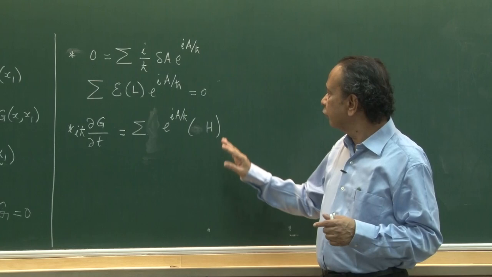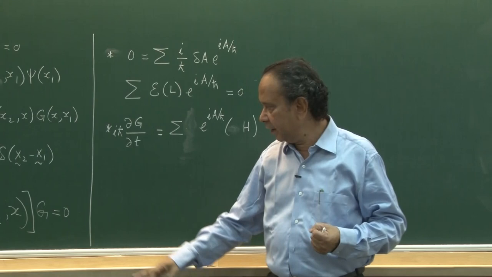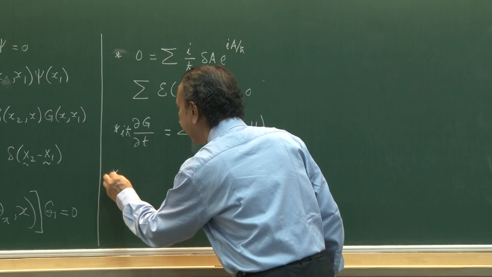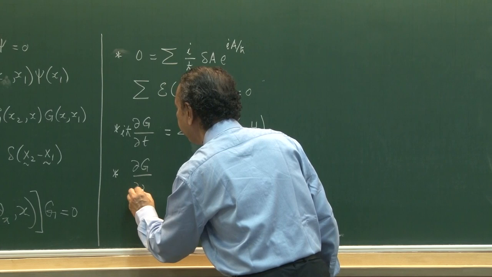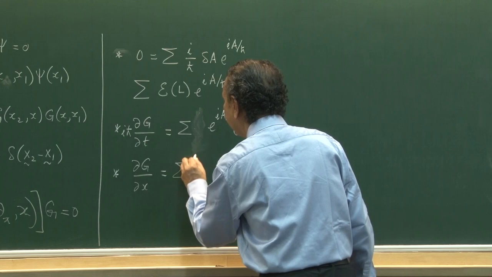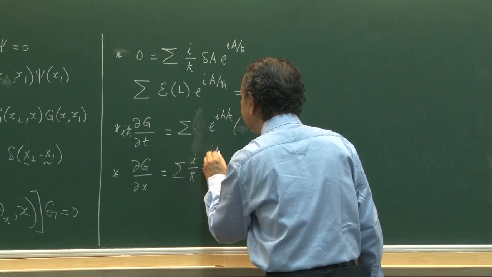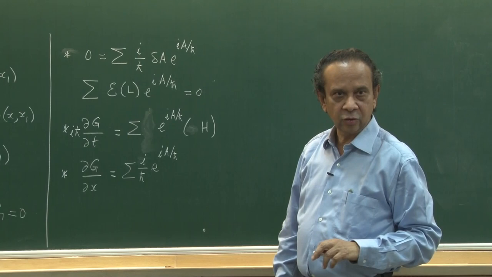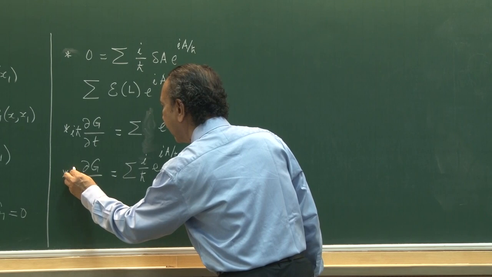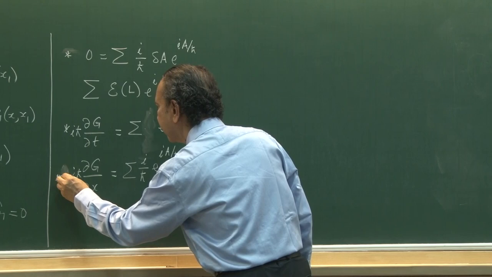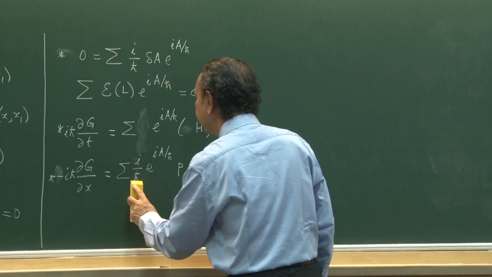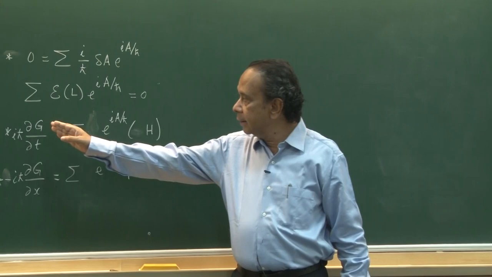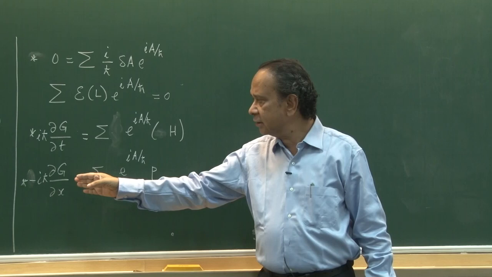So you get this. Now you want to do the same thing for the spatial derivative, because the spatial derivatives are coming from inside this. But by now you know the trick. If you do this, you will again get dg by dx is going to be summation i over h cross e to the iA over h cross delta of A. Again, only the endpoint is going to contribute. Endpoint is going to give you p. So you multiply by i and you put an h cross here. And this time you put a minus sign on the left hand side. So you again get on the right hand side p times this. So i h cross d by dt acting on this propagator is like the average of h. Minus i h cross d by dx acting on this is like the average of p.